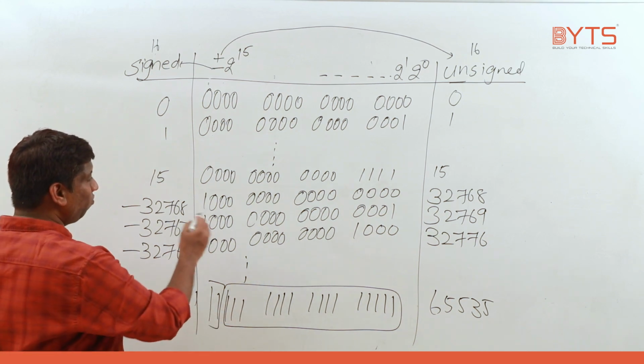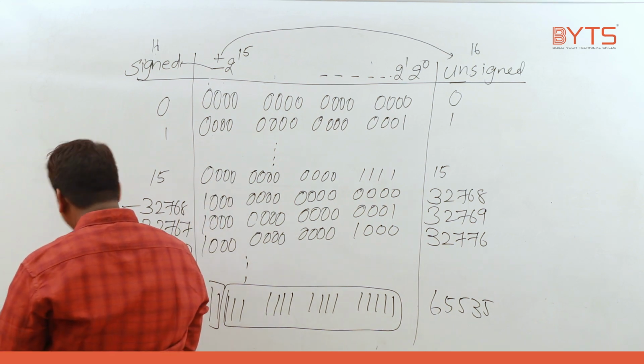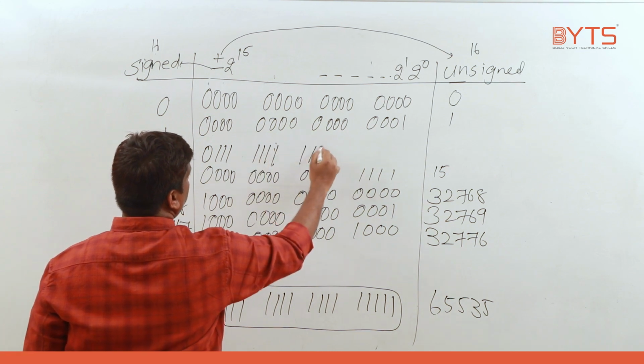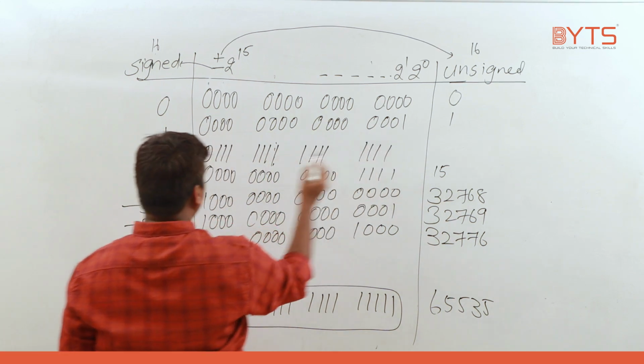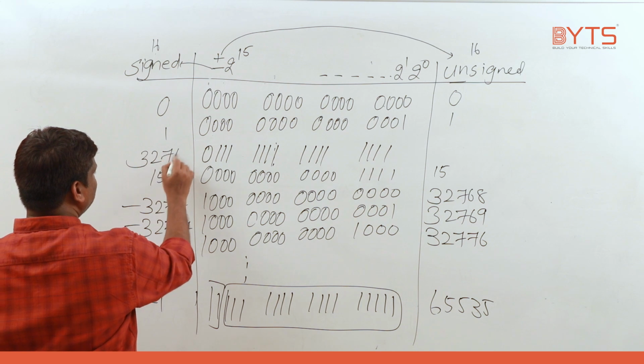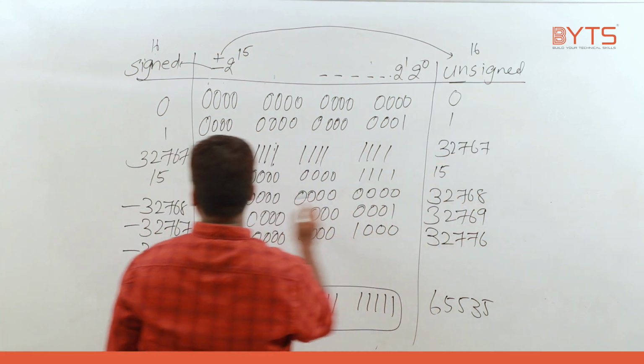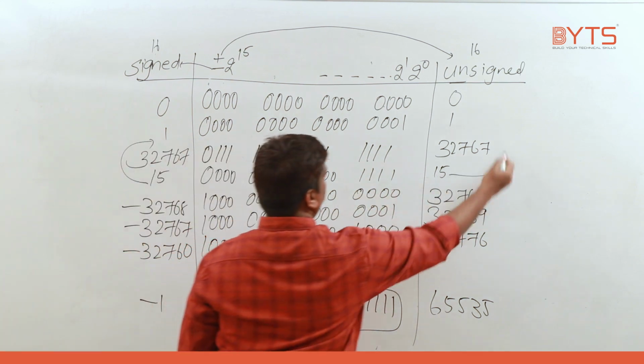Here we missed one value. If you want, you can write it here. Let me write it: 0 followed by all ones. This is what here? 32767. Here it will be 32767. You can put this above, this above.